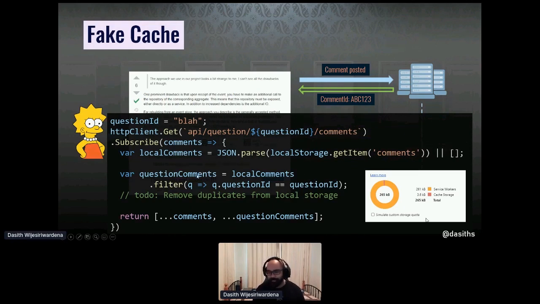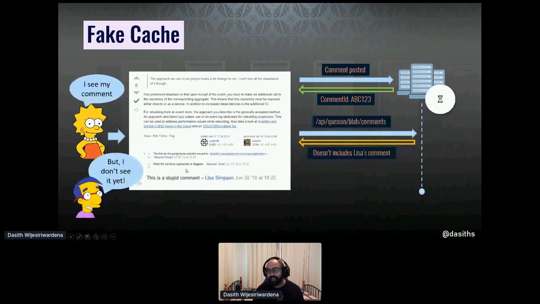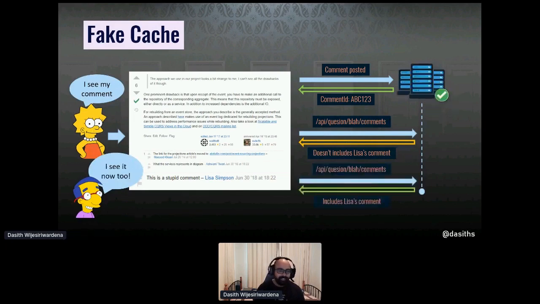And what we're going to do is merge the comments from the server with the comments saved locally and give it to the view to render. And it looks like the comments are coming from the server. But because this is local storage, only that particular user will see their comment. The other users won't see that yet. But eventually, things become consistent, the nodes become consistent, and all the users can see it.